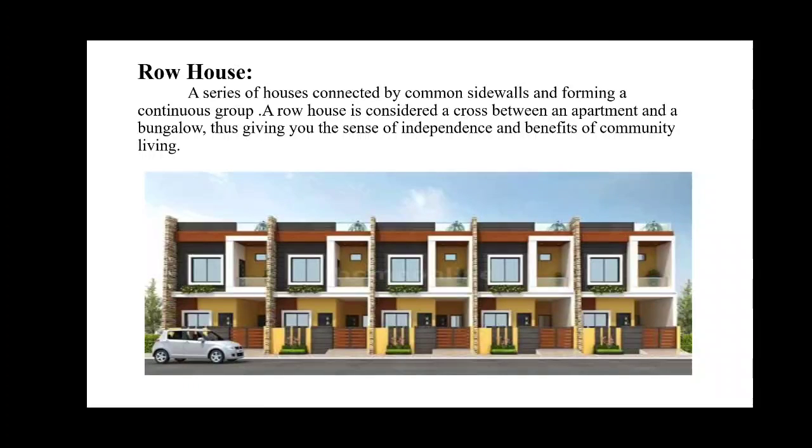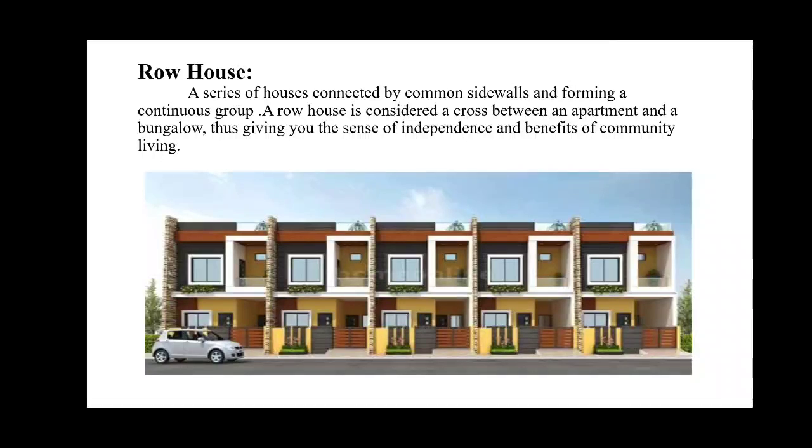Now, as we have discussed regarding the functional requirements of the residential buildings, we shall now discuss what actually are the types of residential buildings. As previously we have seen the different types of residential buildings, now we shall discuss first the row house. A row house can be defined as a series of houses connected by common side walls and forming a continuous group. A row house is considered a cross between an apartment and a bungalow, thus giving you the sense of independence and benefits of community living.